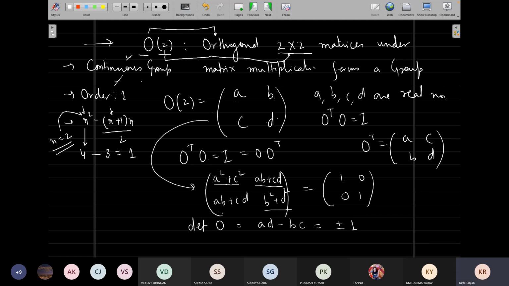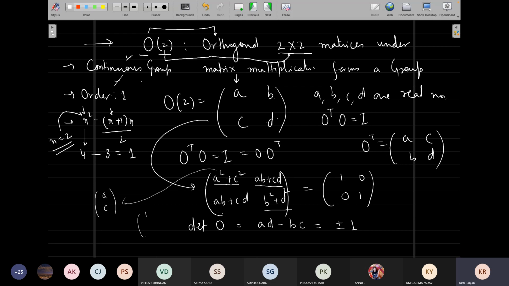And that can be understood just by looking at this: O transpose O, or O O transpose, is equal to identity. You get A square plus C square equal to 1, AB plus CD equal to 0. What kind of thing can you think about? You can think of A and C as a unit vector. I am taking the first column, and A and C form the normalized vector (A, C). See, A square plus C square is equal to 1.